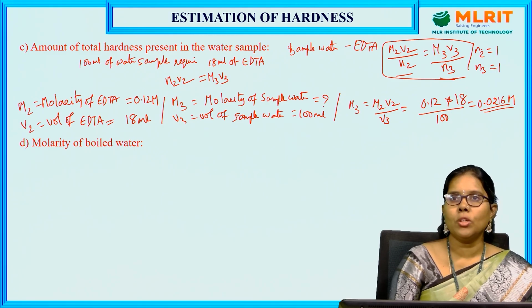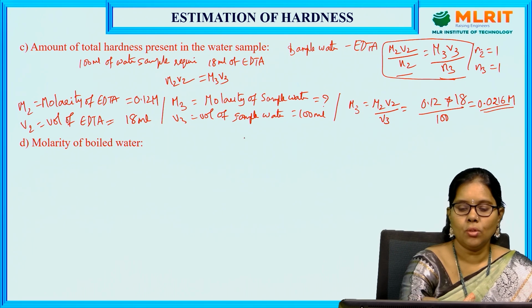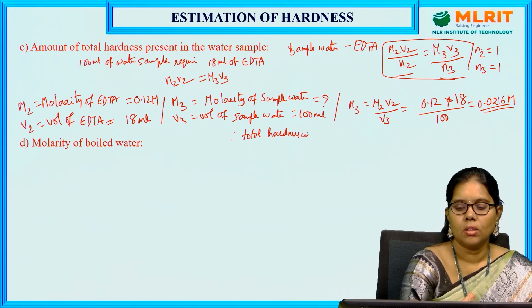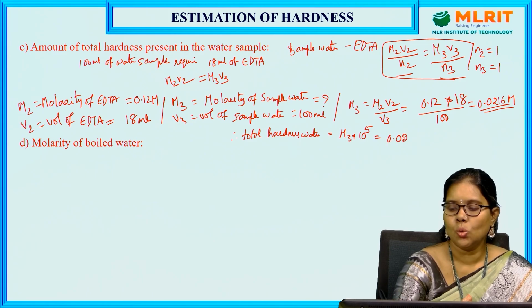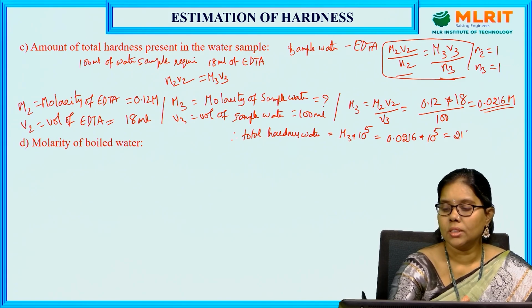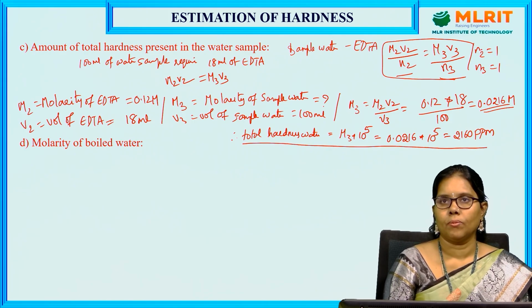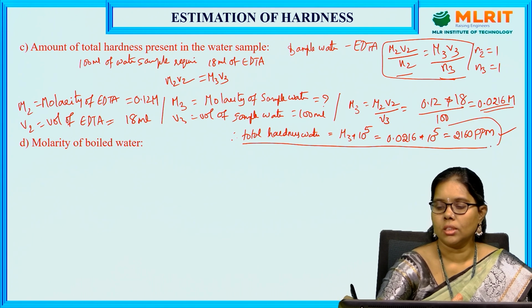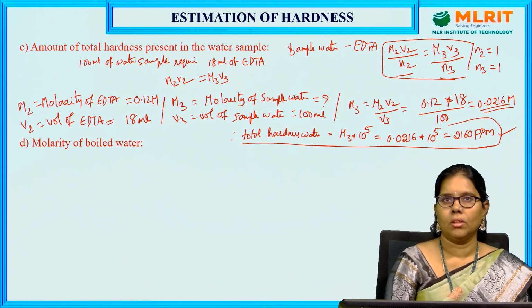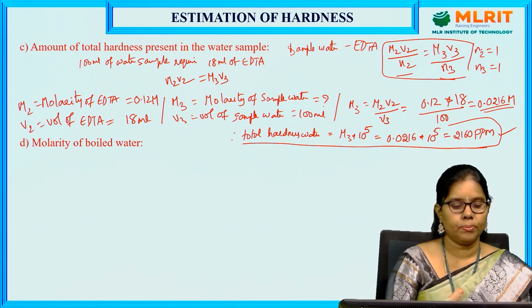So how to get the total hardness of water? Therefore, total hardness of water is equal to M3 into 10 to the power of 5. What is the M3 value? 0.0216 into 10 to the power of 5, which is nothing but 2160 ppm. So the total hardness is 2160 ppm, which is nothing but the total hardness present in the water.